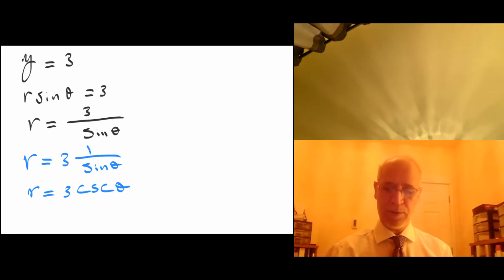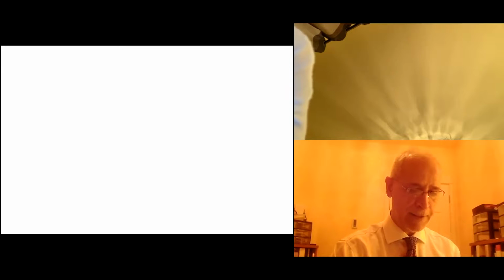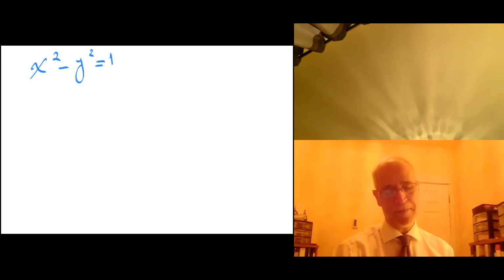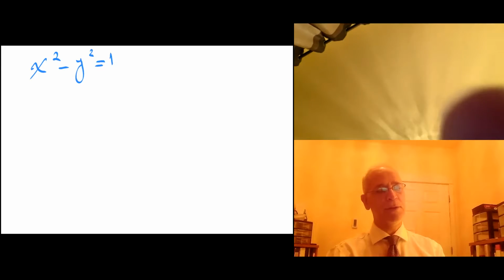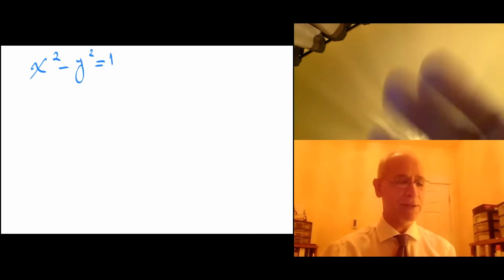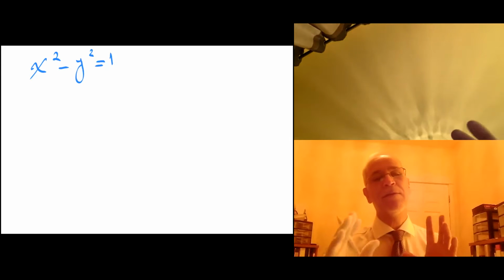And let's do one last problem of this type. How about x squared minus y squared equals 1? Of course, I don't think most of you have studied hyperbolas yet. This is a hyperbola, but let's forget what it is. We haven't covered that, at least in this class. So let's convert that to polar form.